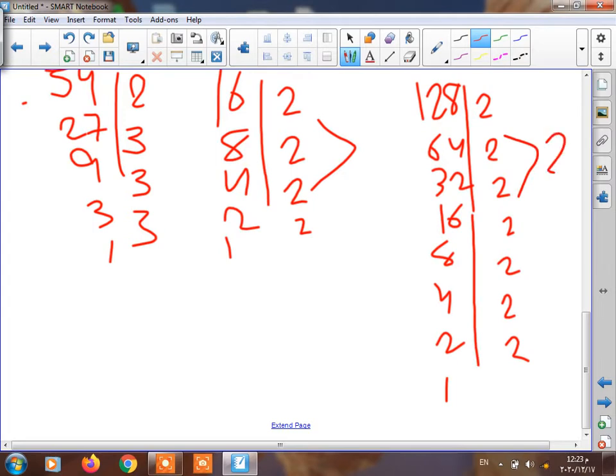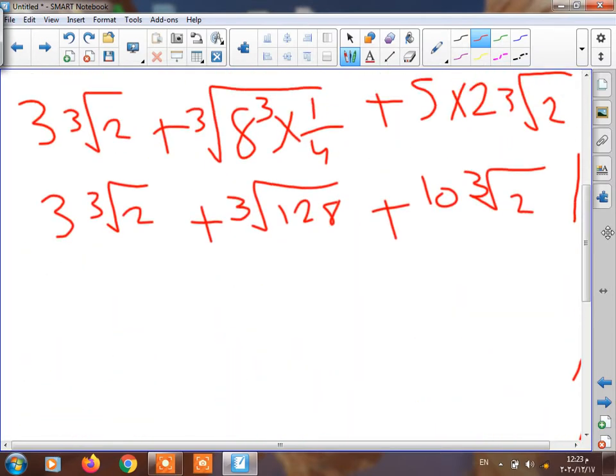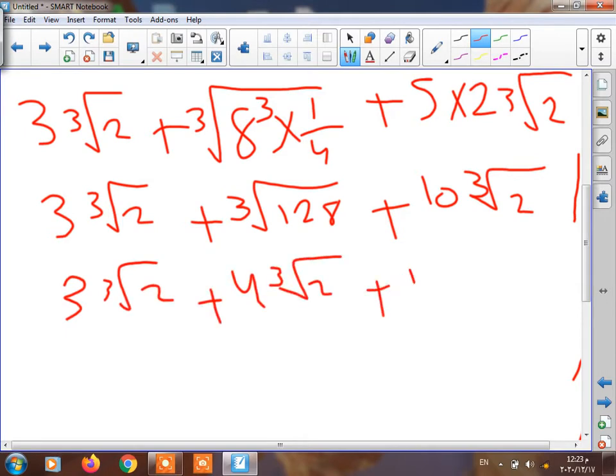Take 2, another 2, and one 2 still under the root. So we have 4 cubic root 2. 3 cubic root 2 plus 4 cubic root 2 plus 10 cubic root 2. The result will be 17 cubic root 2. Okay.